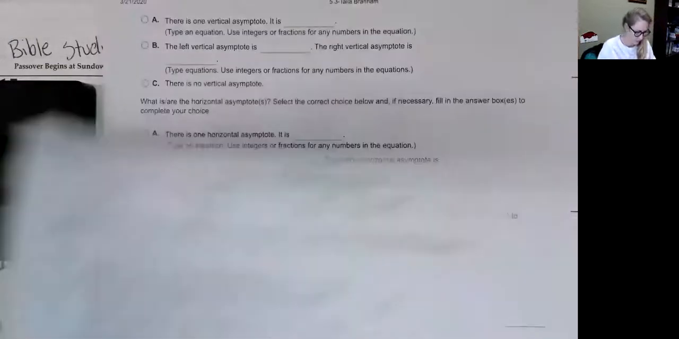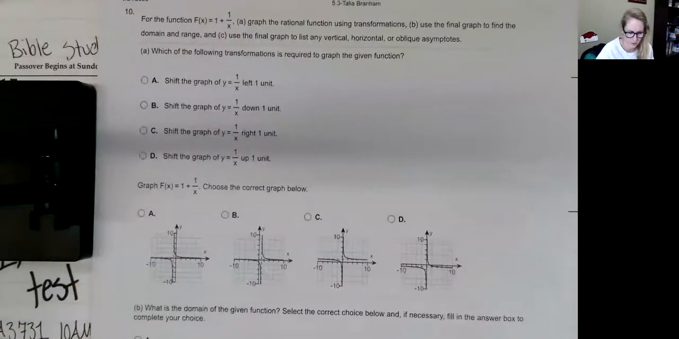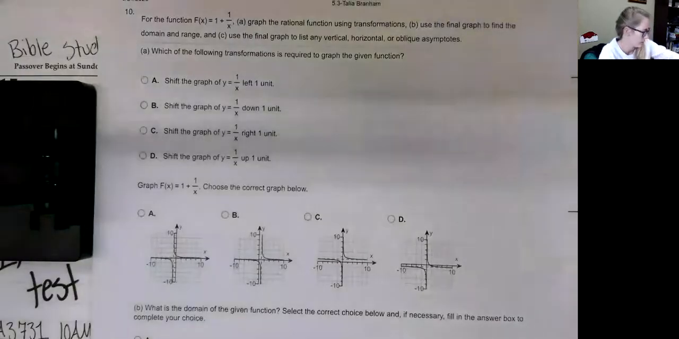Okay. Number 10. Oh, these are long. Okay. But we don't need our.